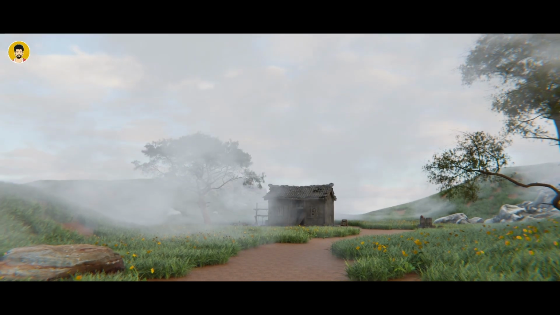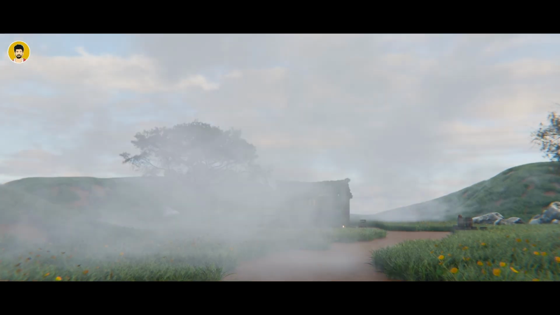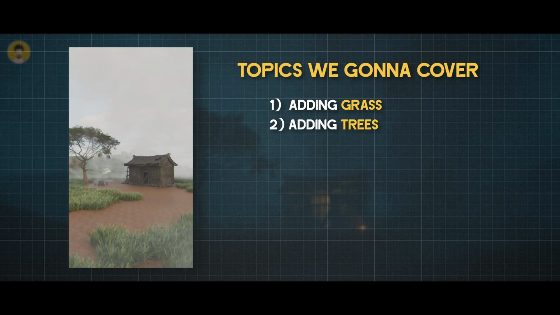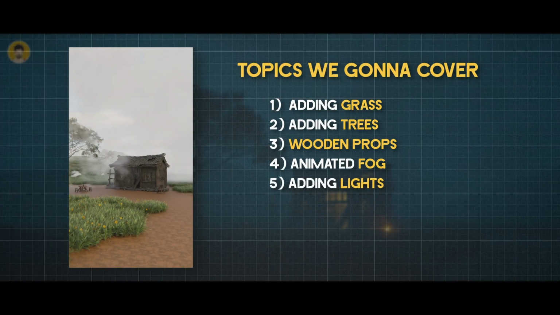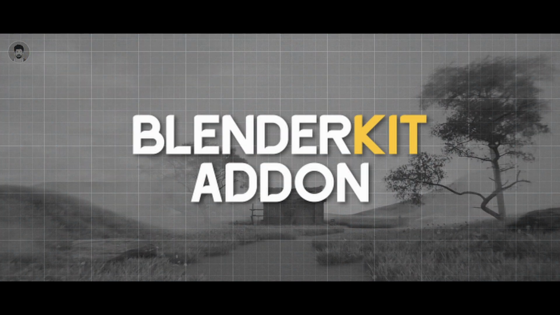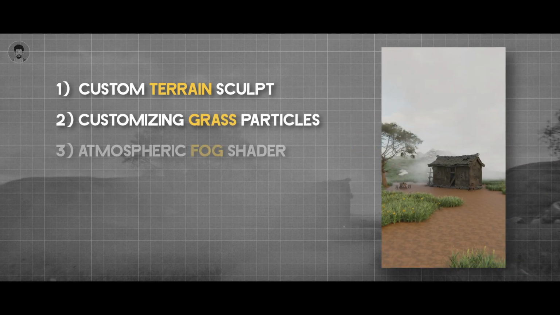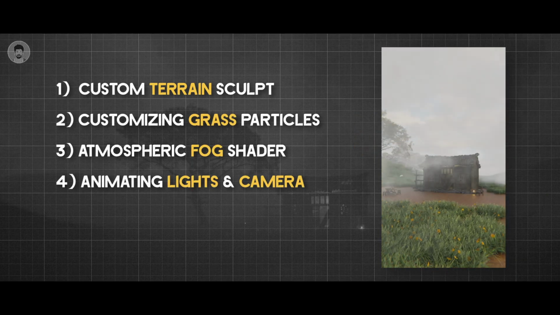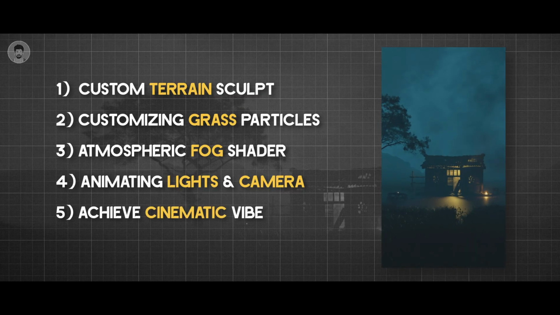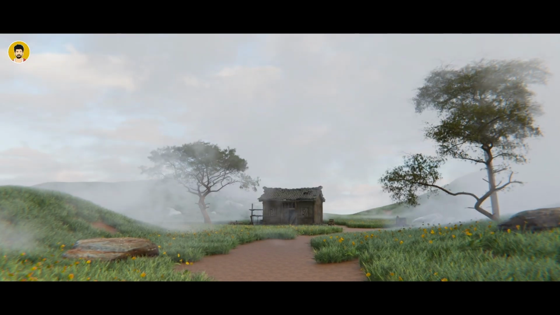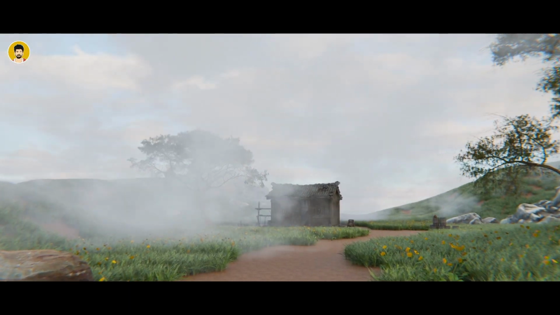In today's tutorial, we are going to create a beautiful cinematic outdoor scene in Blender, complete with grass, trees, wooden props, fog, lights and camera animation. We will be using the BlenderKit add-on for free assets, sculpting our terrain, customizing particles, adding atmospheric fog, and animating both lights and the camera to achieve that magical cinematic vibe. So let's dive right in and start building this amazing environment step by step.